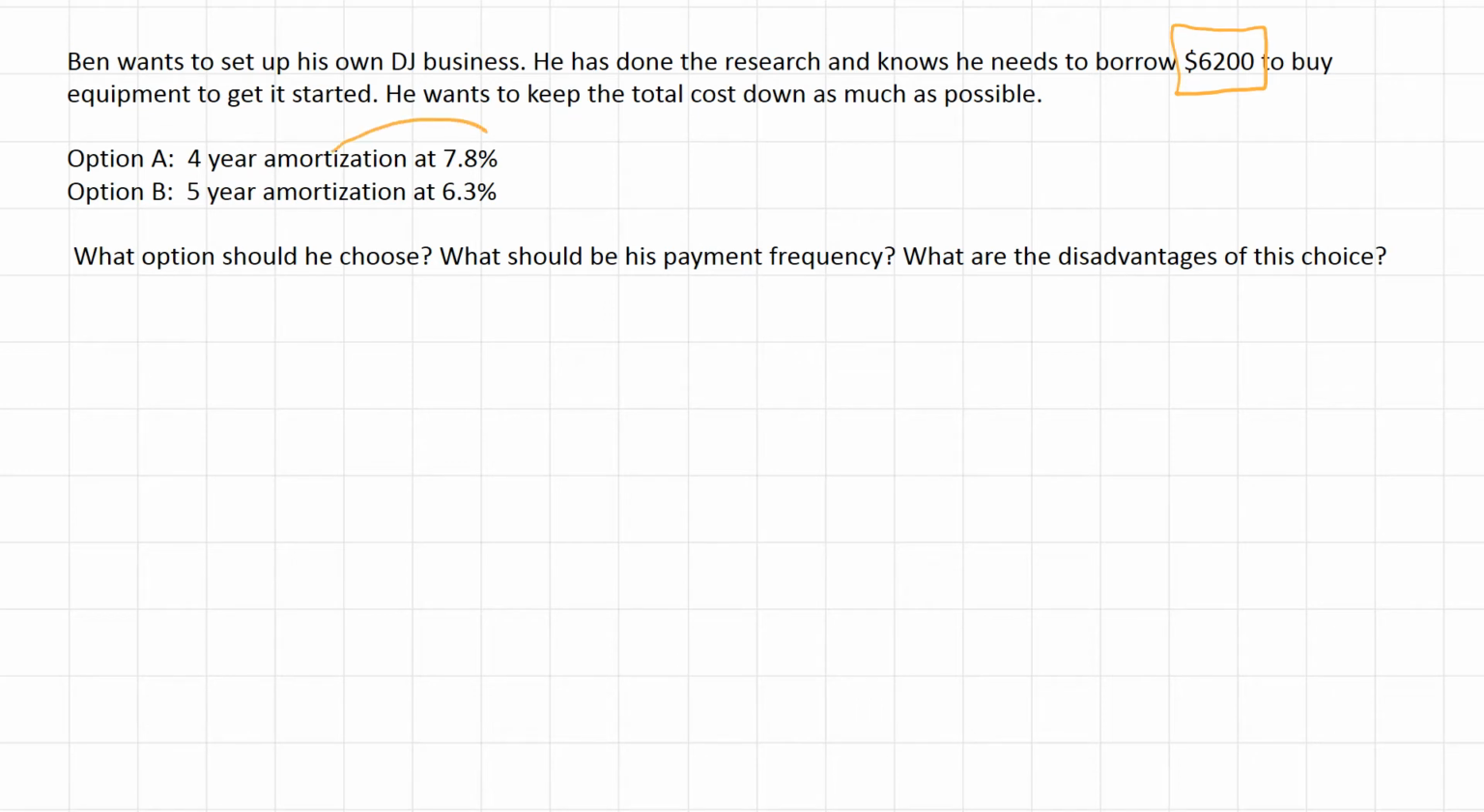Remember, amortization is the same as term or payment length. Just a reminder of what that vocabulary means. These percentages are a year. So 7.8% a year or 6.3% a year. What option should he choose? And what should his payment frequency be? And what are the disadvantages of this choice? So let's now go to the online calculators and make a comparison of these two and play a little bit around with the payment frequency.